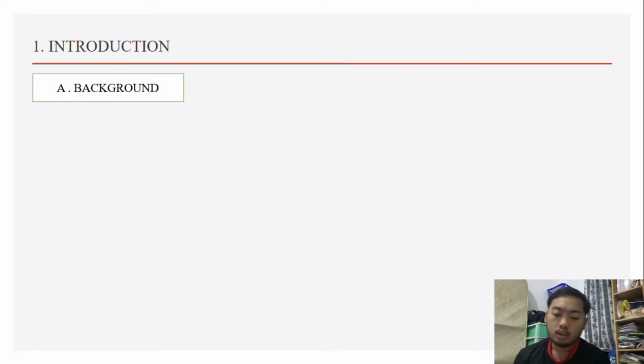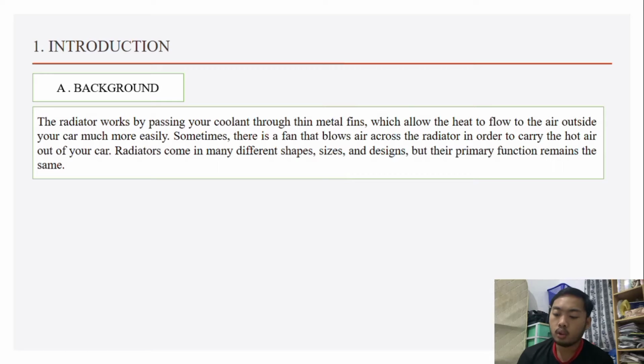A is background. The radiator works by passing your coolant through thin metal fins which allow the heat to flow to the air outside your car much more easily. Sometimes there is a fan that blows air across the radiator in order to carry the hot air out of your car. Radiators come in many different shapes, sizes and designs, but the primary function remains the same.